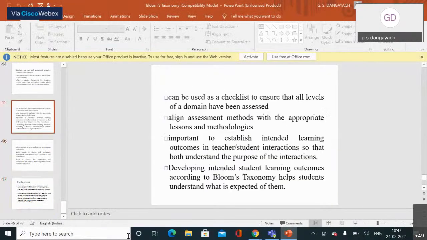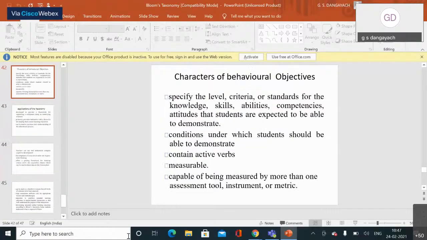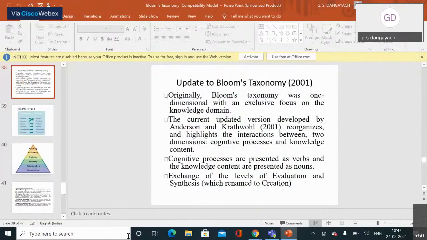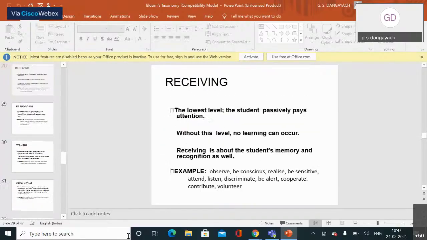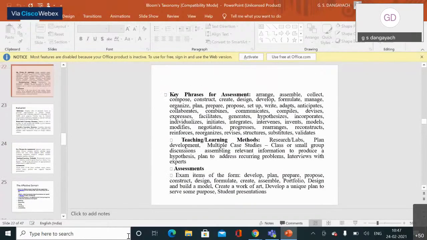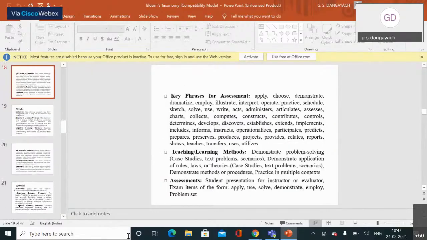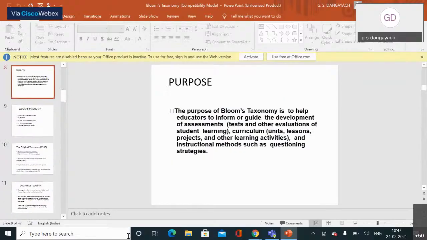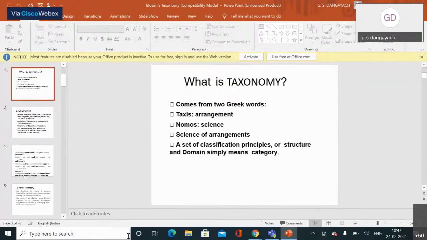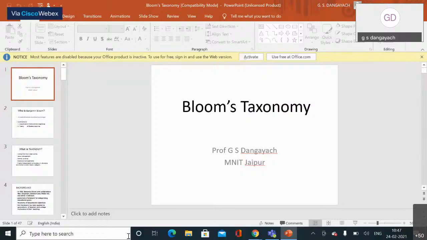So friends, this is all about Bloom's taxonomy. Now we are open to questions. Anyone, some suggestion, some question, some query, you are free to ask, because the basic concepts, the application of the original taxonomy and the revised one I have discussed, and I have also told.